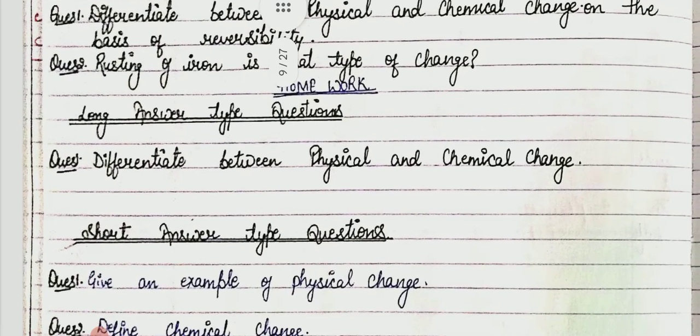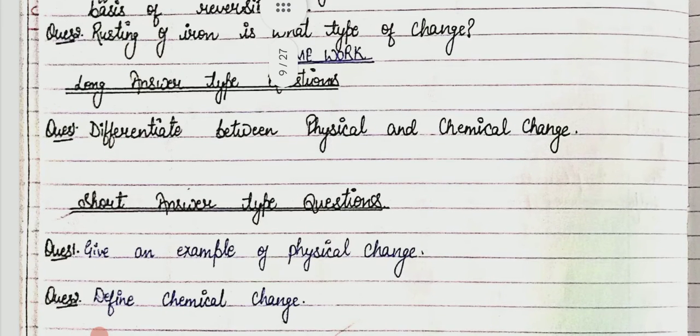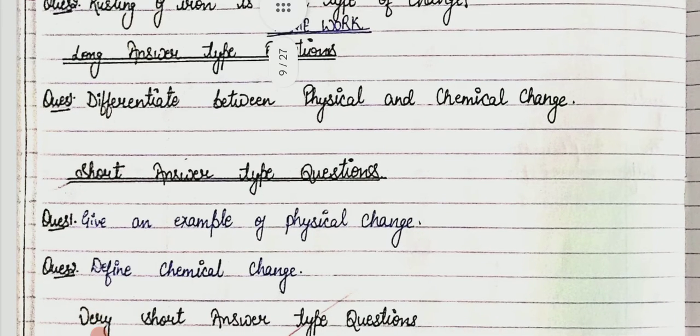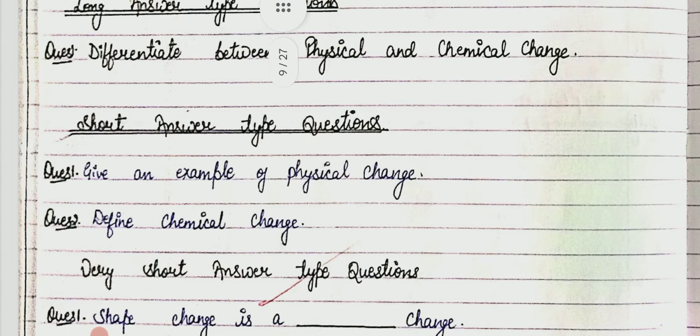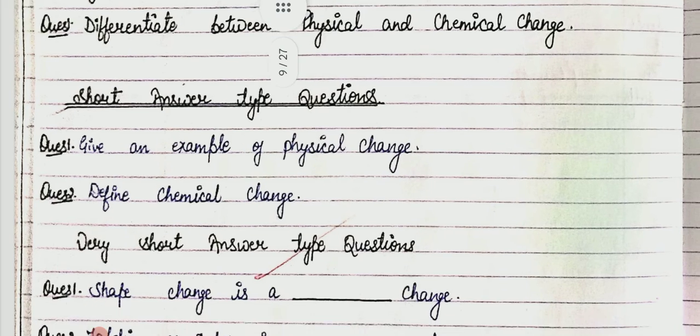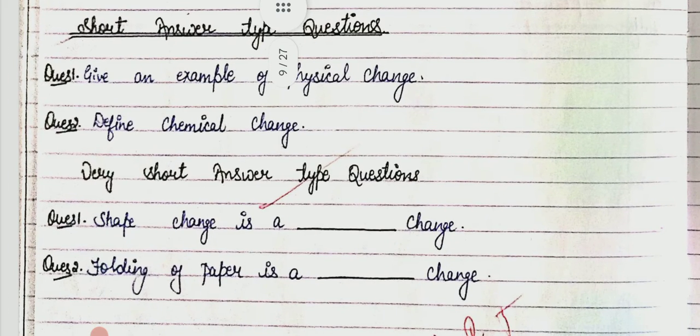Next heading is homework. We have three types of questions in our homework. First is the long answer type question: differentiate between physical and chemical change. Second is short answer type questions. First question, give an example of physical change. Second is, define chemical change. And last, very short answer type questions. First question is, shape change is a dash change. Second question, floating of paper is a dash change.